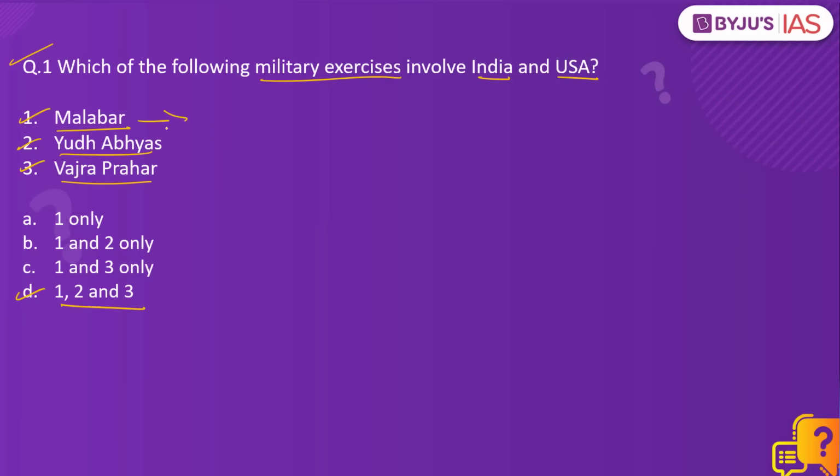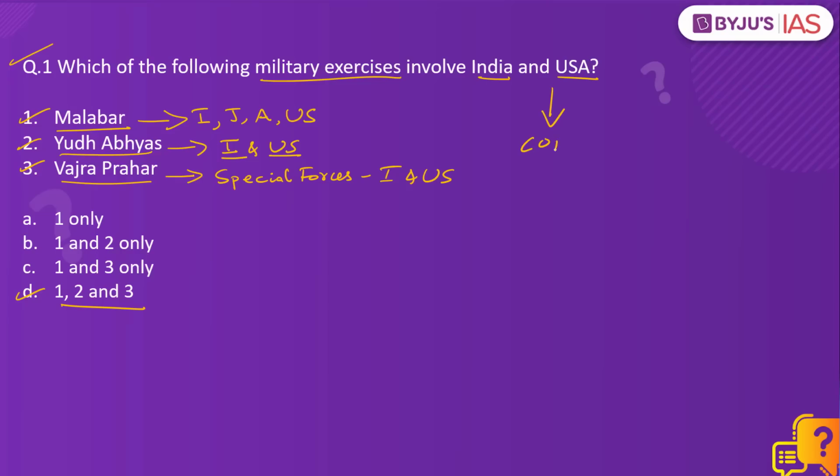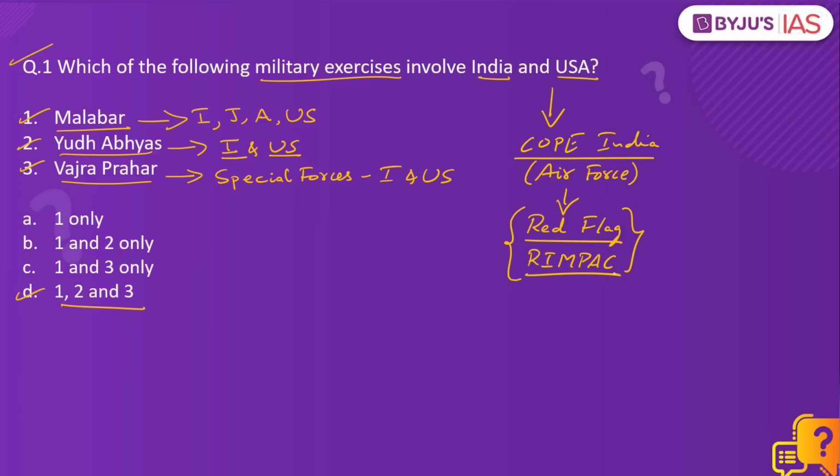See, the Malabar is a multilateral naval exercise which includes India, Japan, Australia, and the US. Yudh Abhyas is a joint military exercise between the Indian Army and the Army of the United States. And Vajra Prahar is a joint exercise between the Special Forces of India and US. Apart from these three, India and US are also involved in the COPE India exercise, which is a joint exercise between the two air forces. And they also take part in other multilateral exercises such as Red Flag and RIMPAC.